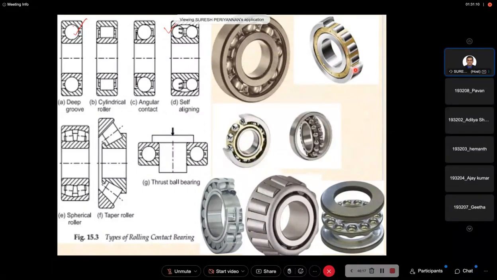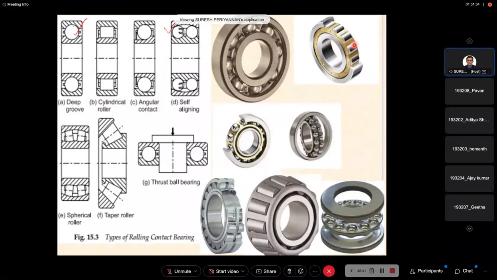This is a very important difference. The remaining things are the same. Here also there is an inner race, an outer race, an inner corner radius and an outer corner radius. Those things are the same. We are discussing only the main difference in dimension and design.